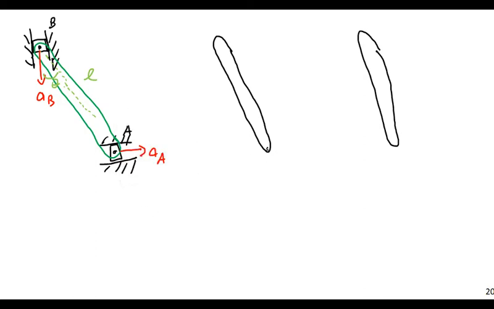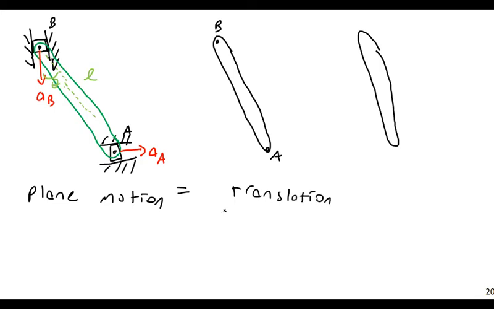And so again, I have A and B, B and A. And so again, I can say that plane motion, so we'll keep coming back to this, equals the summation of a translation with A, plus a rotation about A.